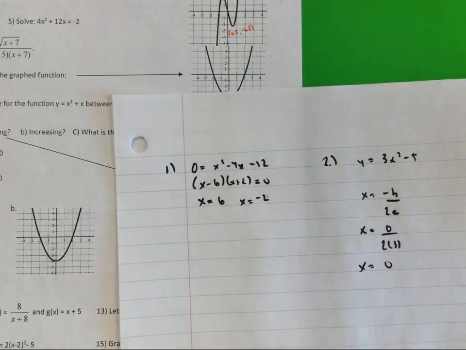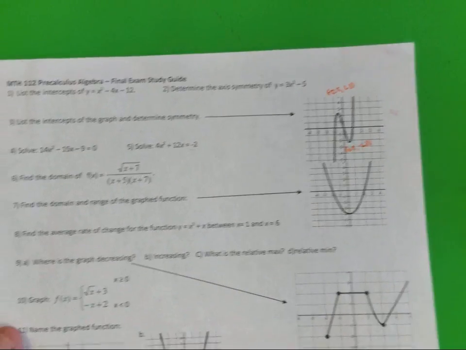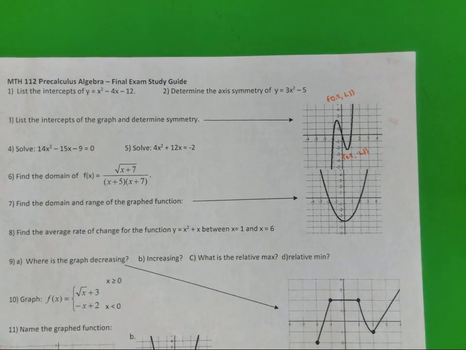All right. Let's look at number 3. It says list the intercepts of the graph and determine the symmetry. All right, let's go with the y-intercept first. Miss Huner, what's your y-intercept in that particular problem? 0. Very good. Mr. Hussey, what would be my x-intercepts in that problem? Negative 1, 1, and one more. What is it? 0. Very good.